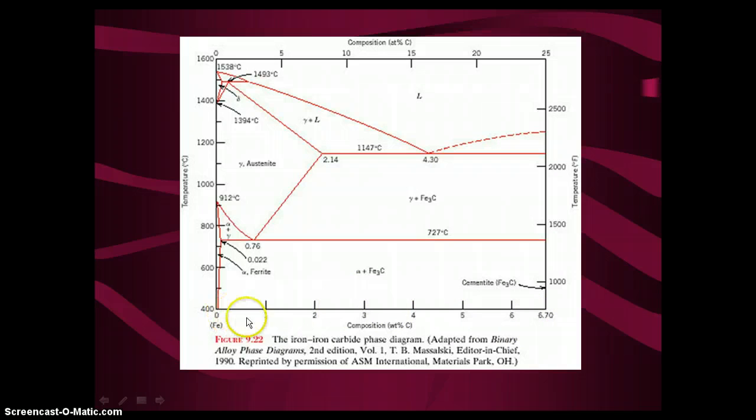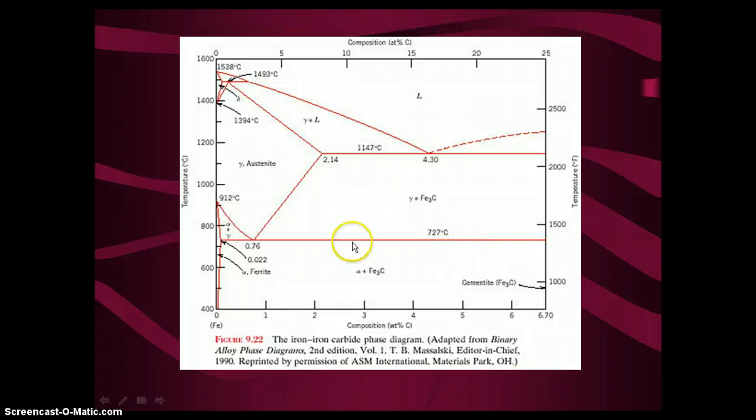Up to 0.8 percentage of carbon added to steel is called hypoeutectoid steel, and from 0.8 to 2 percentage of carbon added to steel is called hypereutectoid steel. Up to 2 percentage is steel, and 2 percentage to 6.7 percentage is called the cast iron region. In these various temperature regions, we have cementite and austenite.